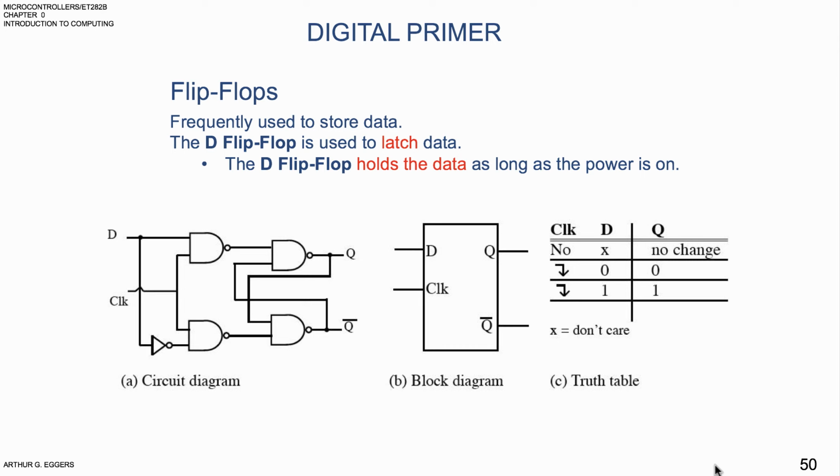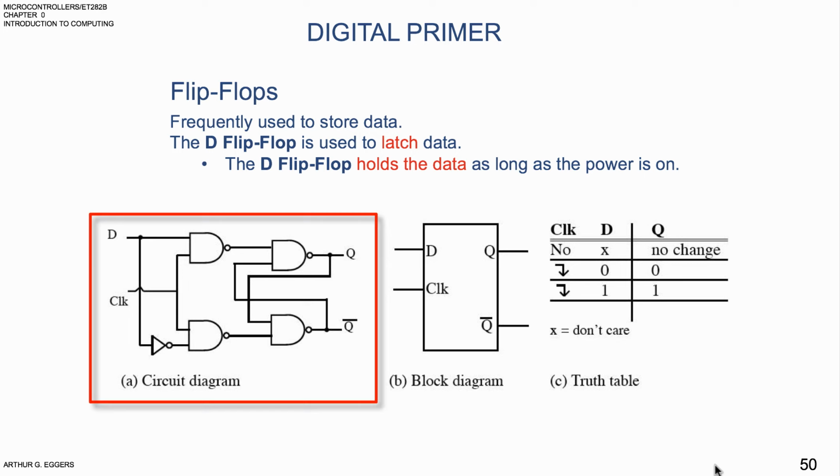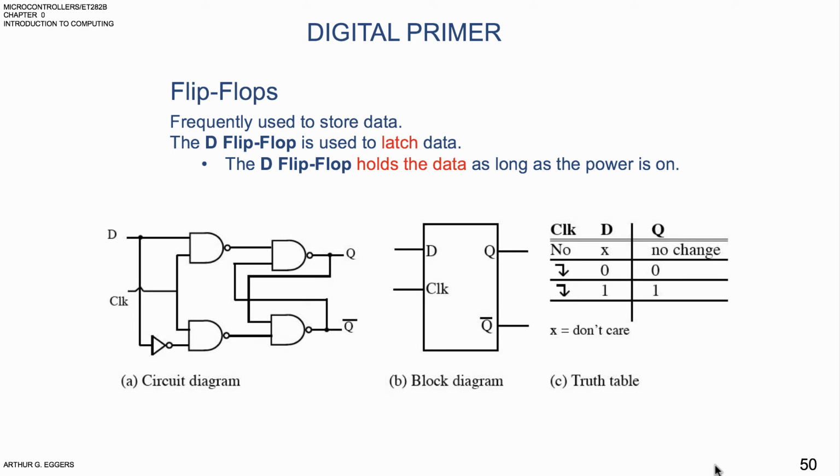Flip-flops you've probably seen in a couple of your classes. You've at least seen them in your digital logic design. The flip-flop is frequently used to store data. A D flip-flop is called a latched or hold type flip-flop. The D flip-flop holds the data as long as the power is on. Diagrammatically as a circuit, you can see it's a bunch of NAND gates tied together, with one inverter on the lower NAND gate to give you your output of Q or not Q. And your Q or not Q value is going to be a 0 or a 1.